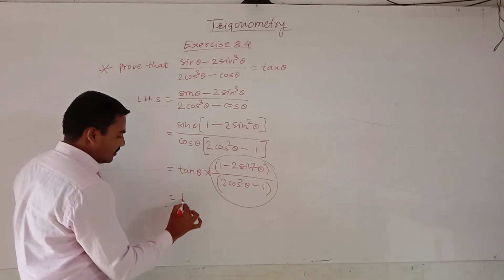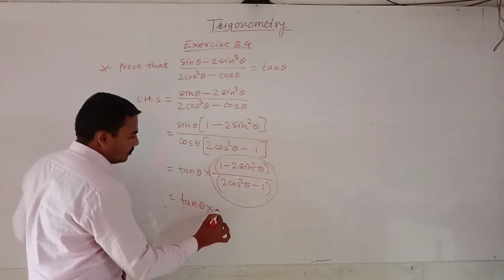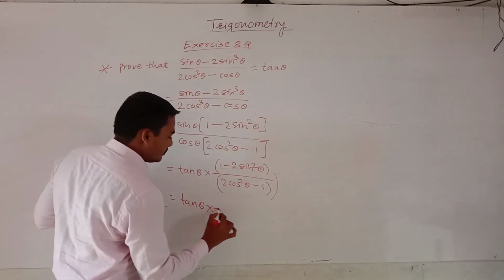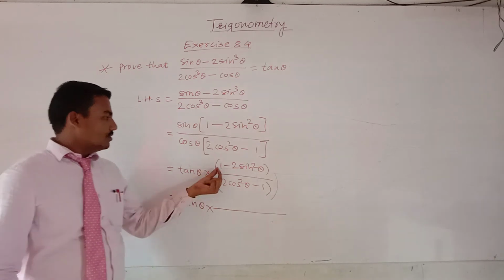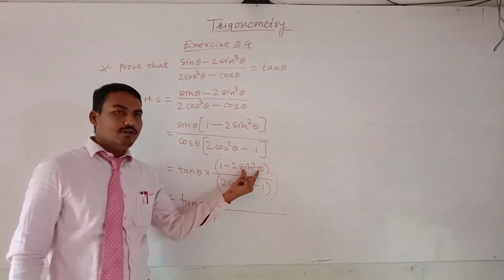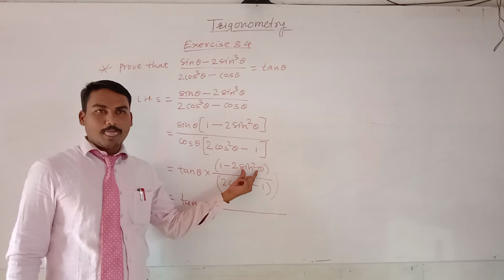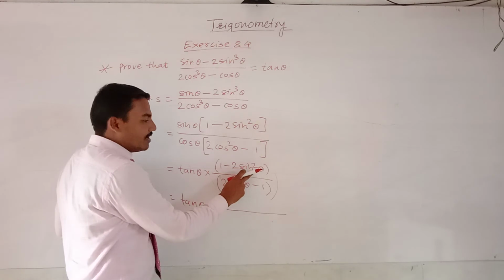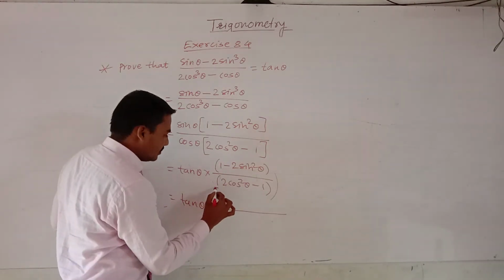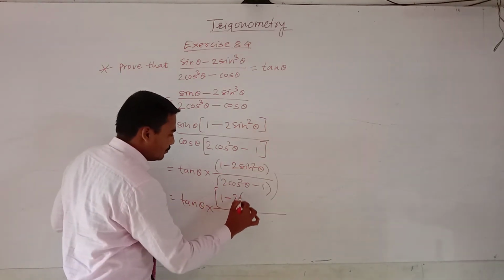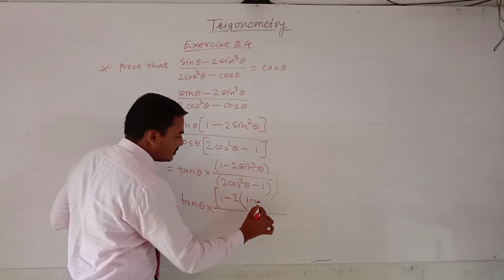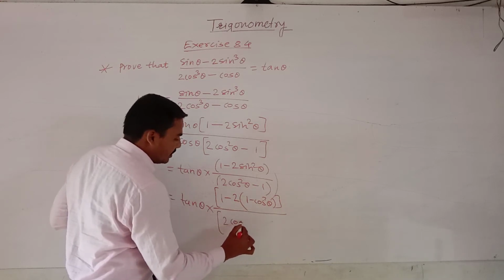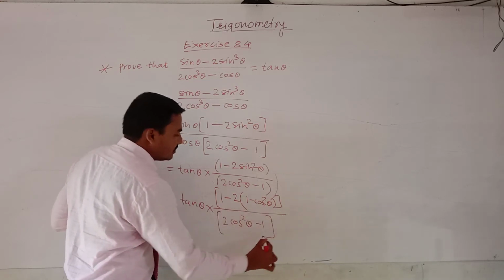What we have to do here? Tan theta into 1 minus 2 sin square theta. Here I want to put the value of sin square theta. What is the value of sin square theta? 1 minus cos square theta. So I want to put there 1 minus 2, sin square theta is 1 minus cos square theta. Here 2 cos square theta minus 1.